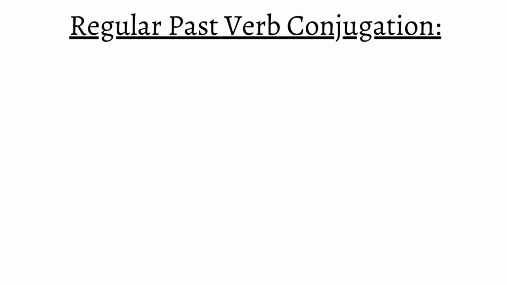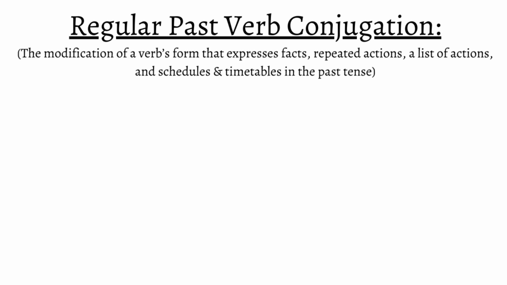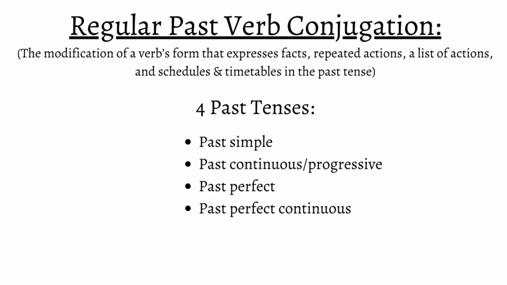Past verb conjugation in English is the modification of a verb's form that expresses facts, repeated actions, a list of actions, and schedules and timetables in the past tense. In English, there are 4 tenses in the past: past simple, past continuous or progressive, past perfect, and past perfect continuous.